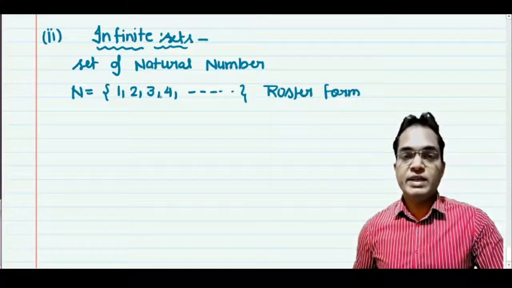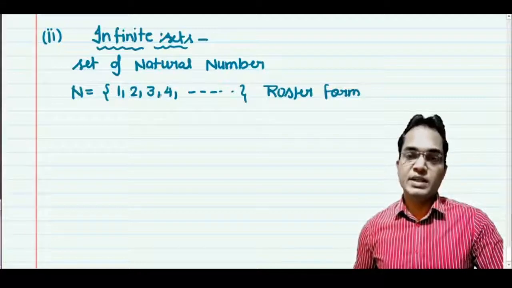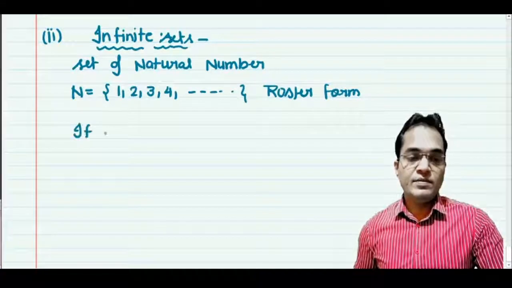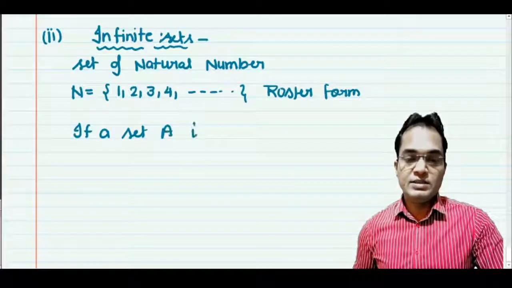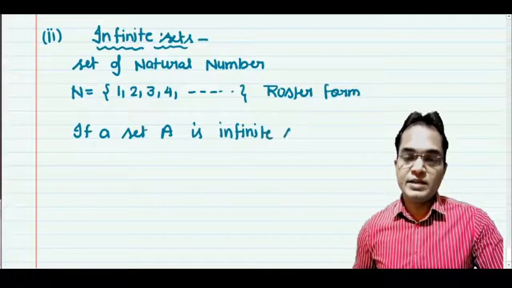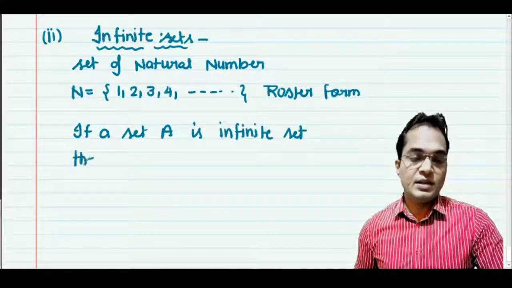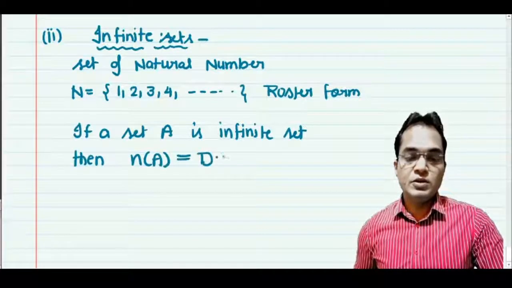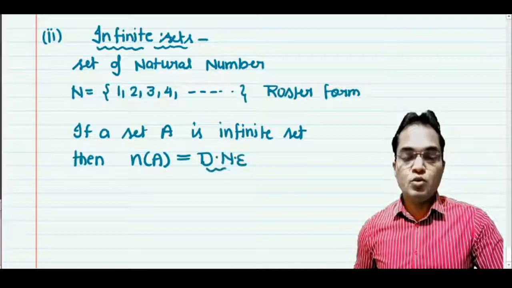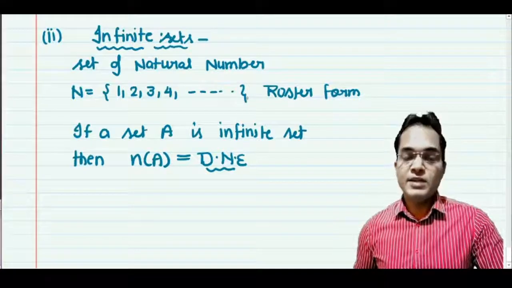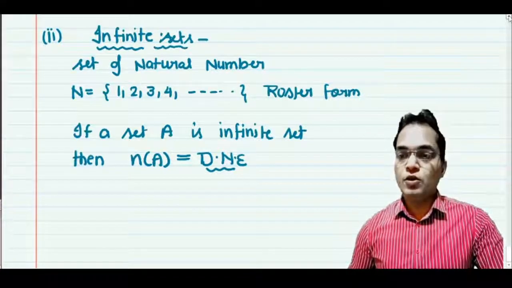The basic meaning of an infinite set is that its cardinal number is infinite. If a set A is an infinite set, then n(A) does not exist, or you can say we cannot count the number of elements of the set. That's why it is called an infinite set. Got it?